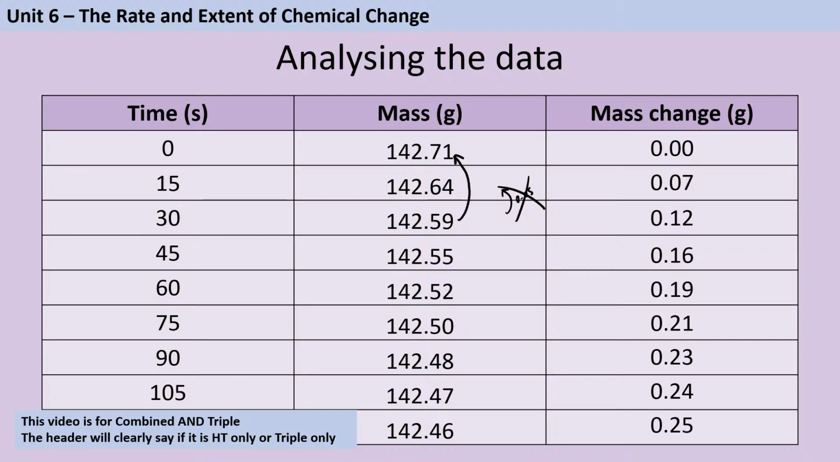So if you are measuring the mass change for a reaction so that you can calculate the rate, your overall mass change is always going to be going up, because you're not going to suddenly put some of that gas that escaped back into the reaction. So if your numbers don't keep on going up, then something's gone wrong.